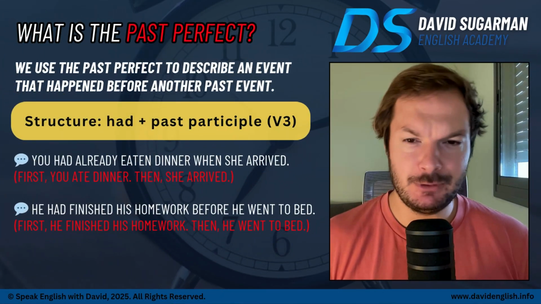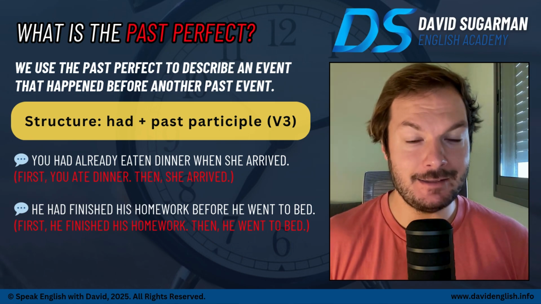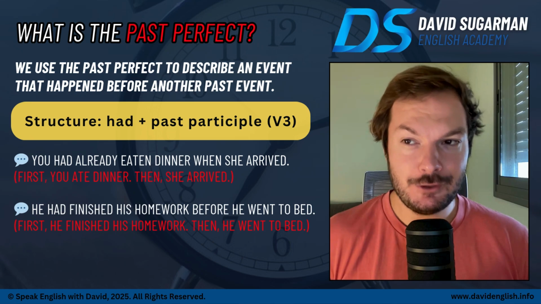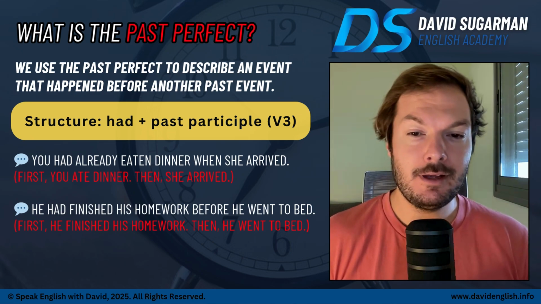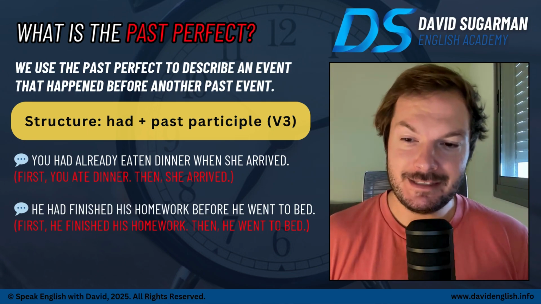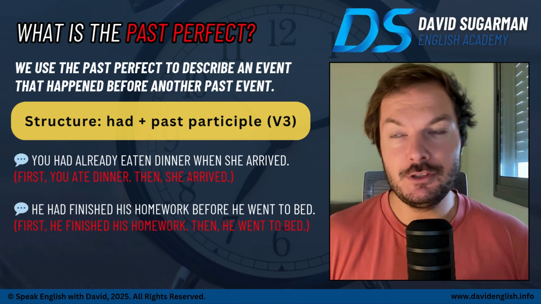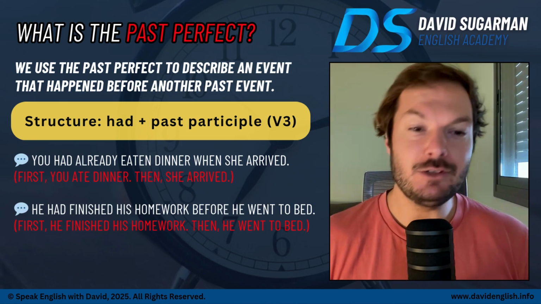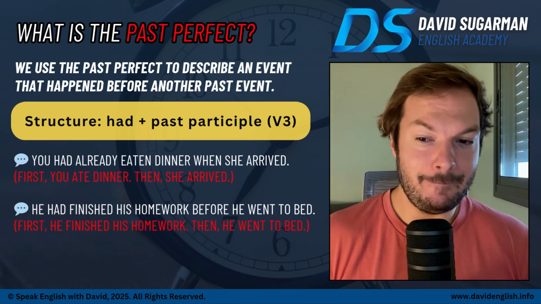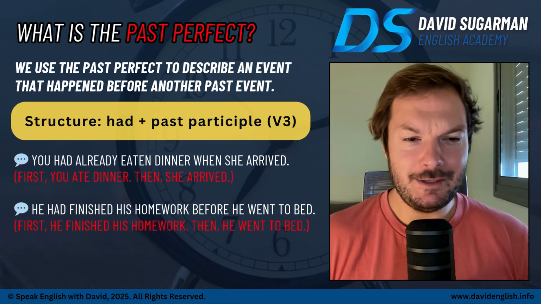We use the past perfect to describe an event that happened before another past event. So, it's basically the past of the past. And the structure is had plus the past participle, the verb three. Here are some examples. You had already eaten dinner when she arrived. So, first you ate dinner, then she arrived. He had finished his homework before he went to bed. First, he finished his homework and then he went to bed.